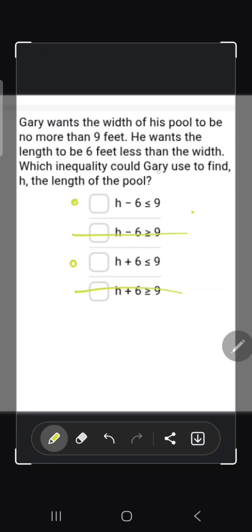Which inequality could Gary use to find h, the length of the pool? Well, if he wants the length to be 6 less, what I'll do is I'll set up the length plus 6 has to be less than or equal to 9. And if you would subtract 6, you would find how big the length could be. So I will go with this choice.